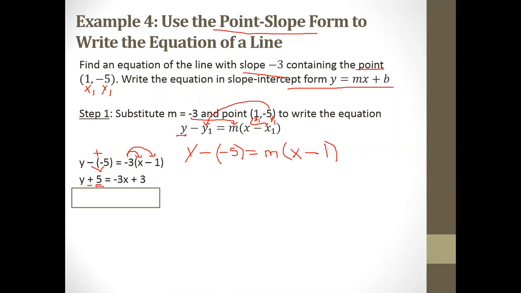Therefore, we need to subtract 5 from both sides of the equation. And when we do that, we'll get slope-intercept form. Y equals -3x minus 2. That's 3 minus 5 gives us -2. And we're done.